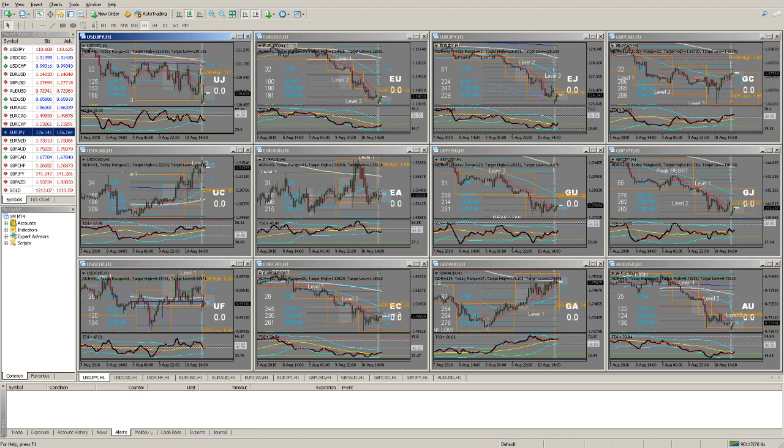Okay, so a lot of you have been asking me about that. How do I determine the levels? How do I identify the levels? So today, while we go over these pairs, I'm going to show you how I look at the levels, how I do my analysis of the levels, and then you guys can kind of incorporate that into your own analysis and the way you do it.